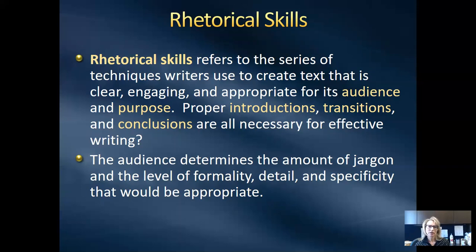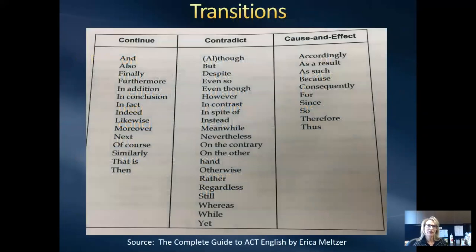So good writing has proper introductions, proper transitions, and proper conclusions. And the audience determines the amount of jargon you can use, the level of formality, the detail you can use, and how specific you should be. So if you're writing to an audience of the general public, you can't use as much jargon. But if you're writing to fellow professionals in your same occupation, then you can use a lot more jargon. So you just have to determine the tone of the essay or the passage on the ACT test and decide what's appropriate.